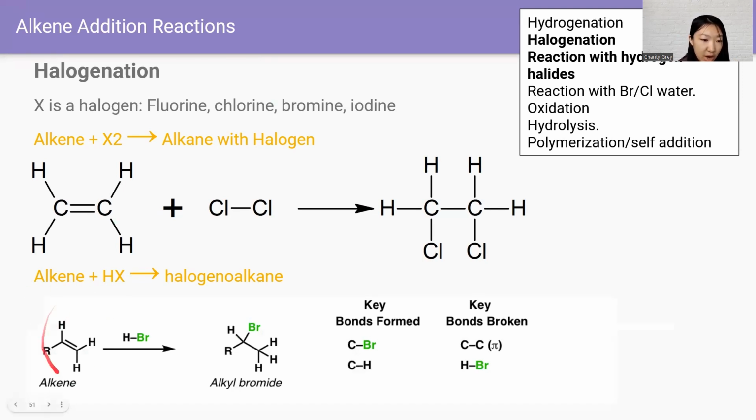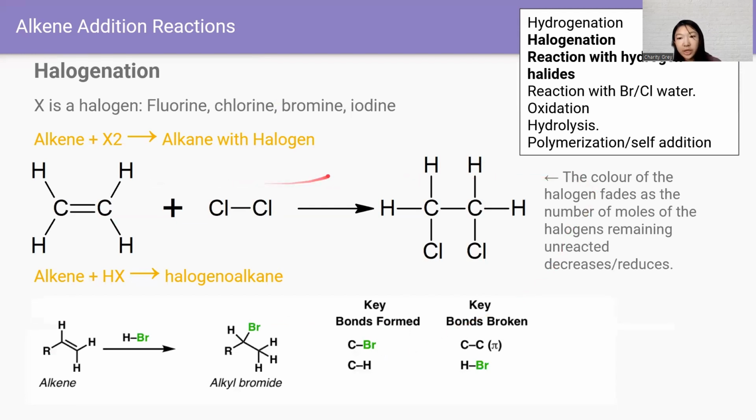So here you have the alkene, and then you have your hydrogen halide, HBr. All you did was remove the double bond and add a Br and a hydrogen. So this is where you formed your bonds: you formed a C-Br bond and a C-H bond, right? And you broke the C=C double bond and the bond between the H and Br.